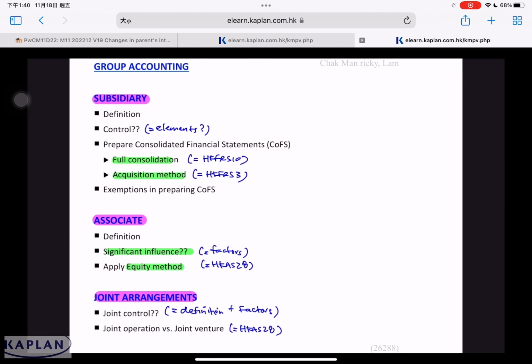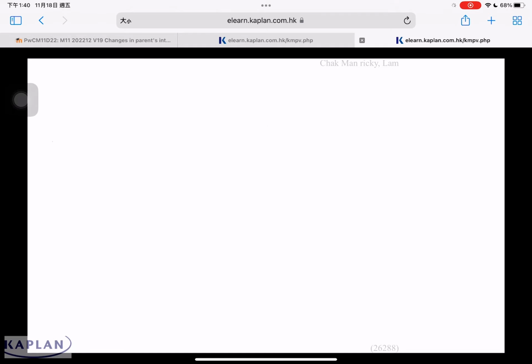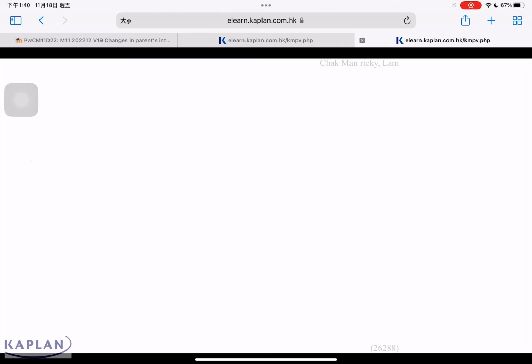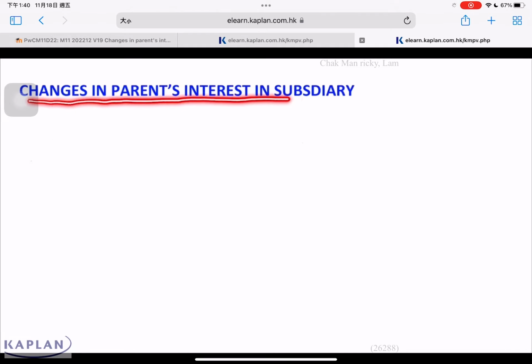We've covered the basic accounting for subsidiary, associate, and joint arrangement. Subsidiary is a topic that definitely you'll see in the exam. You have to pay attention on this, how to account for subsidiary. Associate is a likely topic. Now we're going to look at complex issues on group accounting. The first issue we're going to look at is changes in parent interest in subsidiary.